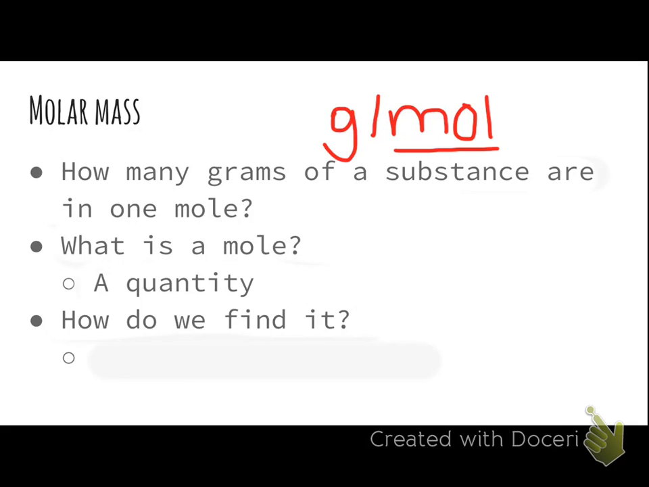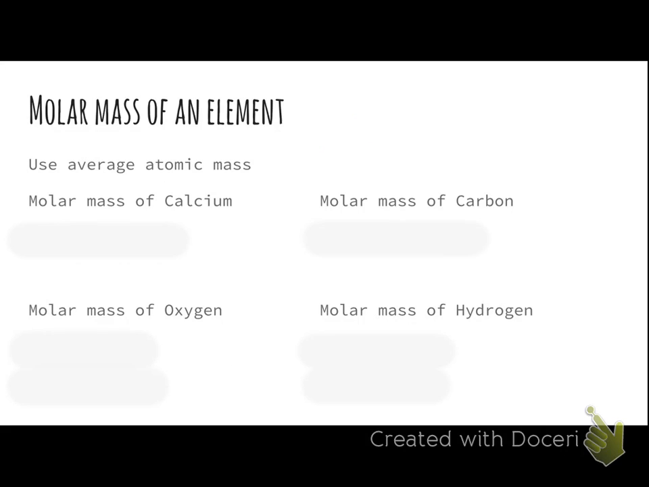All right, so how do we find this molar mass? Well, the reason you need your periodic table is because we're going to use that average atomic mass from the periodic table. Remember that average is the average mass of all isotopes of that specific element. That is the number that we are going to be using. All right, so finding the molar mass of an element, all you simply do is find that average atomic mass that's on your periodic table.